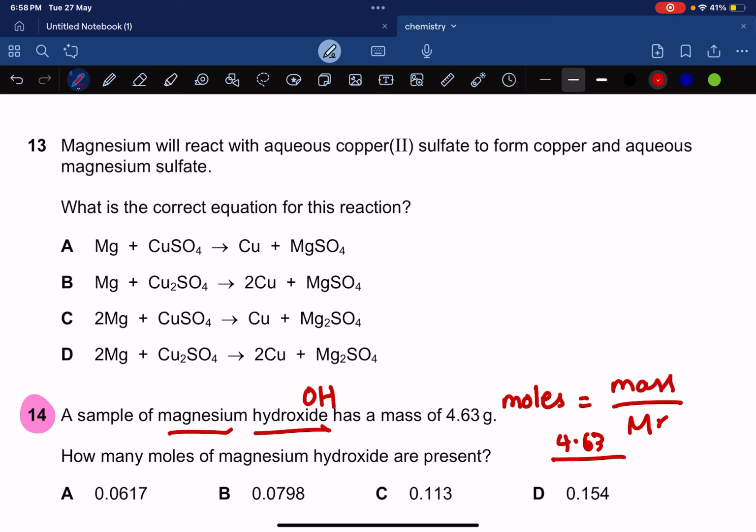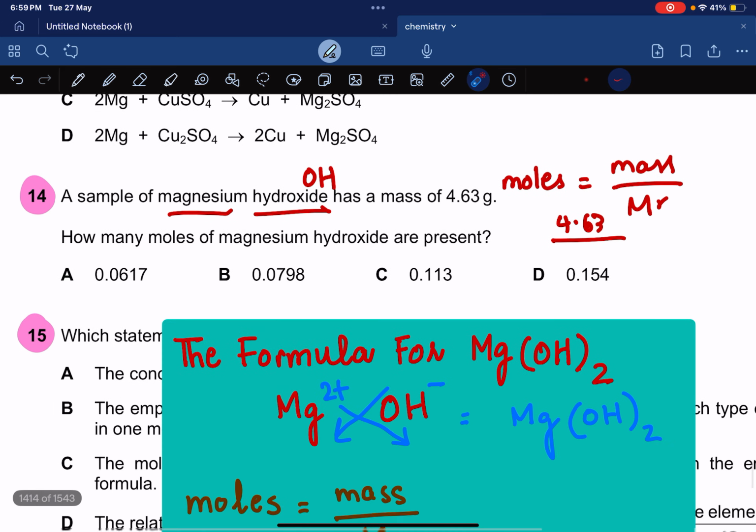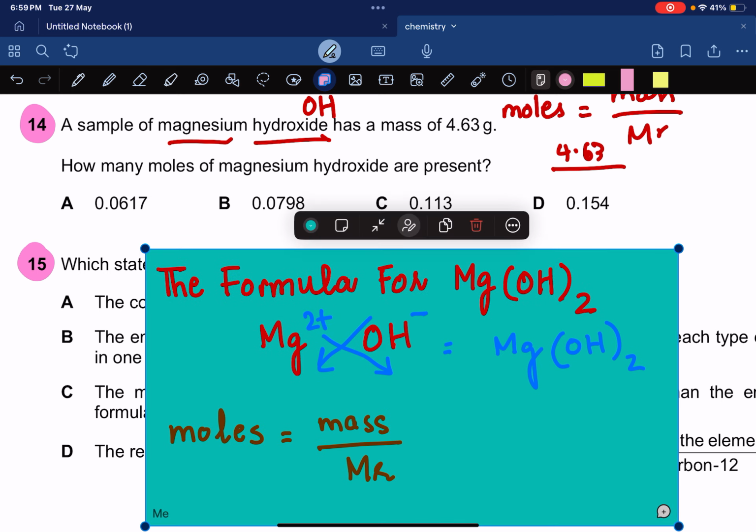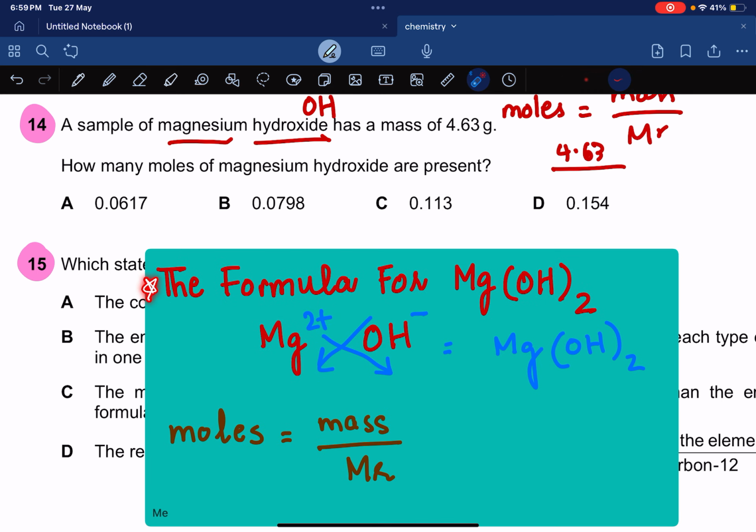But most people struggle with one thing: they forget about the formula of magnesium hydroxide, and that's where the key concept of this question comes in. The formula of magnesium hydroxide is very important. The formula for magnesium hydroxide is Mg(OH)2. Why? Because magnesium has a charge of 2+ and hydroxide has a charge of -1. This -1 comes here, this 2 goes there, and you have Mg(OH)2. So that's what you need to realize while getting the Mr. And moles equals mass upon Mr. That's what we know.